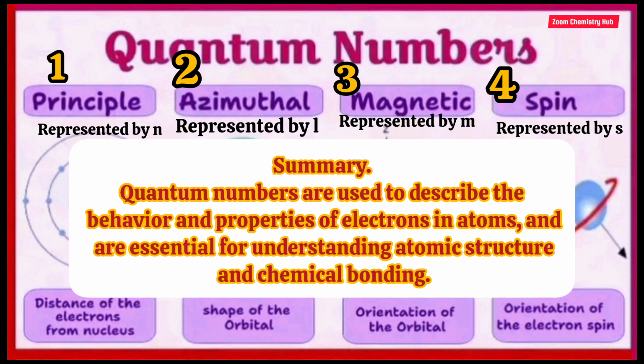So the quantum numbers are used to describe the behavior and properties of electrons in an atom and are essential for understanding atomic structure and chemical bonding.